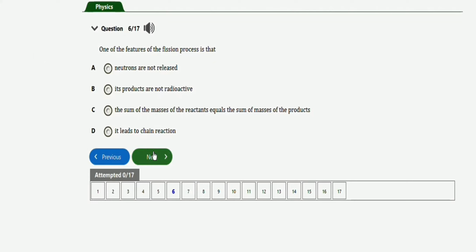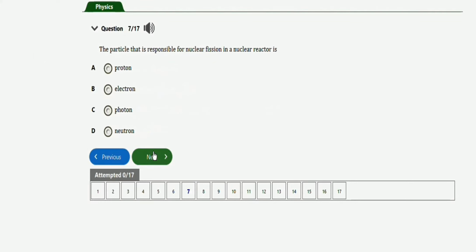The next question will be this one. It says the particle that is responsible for nuclear fission in a nuclear reactor is. We have proton, electron, photon, neutron. So the right option is option D, which is neutron. Take note of this question, guys. The next one will be this one.